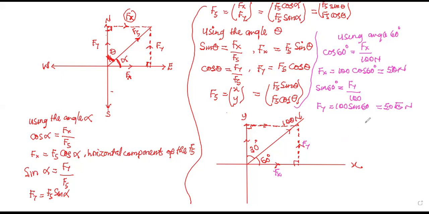Okay, so using the angle 60, look at the components of the force. The force is 100 Newton. The horizontal component is 50, whereas the vertical component is 50 root 3. Please, never in any case must you see this to be 50 over 50 root 3. No.